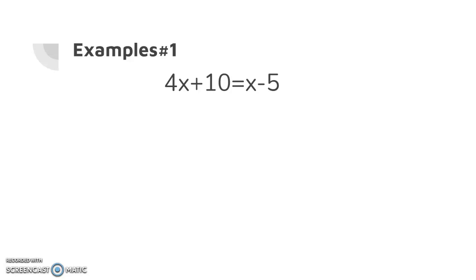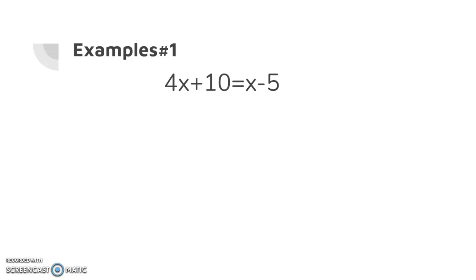So, starting off, we have 4x plus 10 equals x minus 5. A good thing to start with is trying to get things that are alike next to each other or simplified. So we have the x's, or the variables, and then we have the constants. I'm going to start with the variables just to have x as close to being isolated as possible, so when I simplify everything else, it's fairly easy.